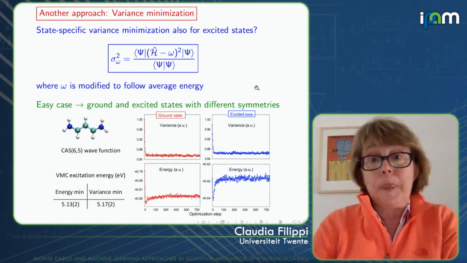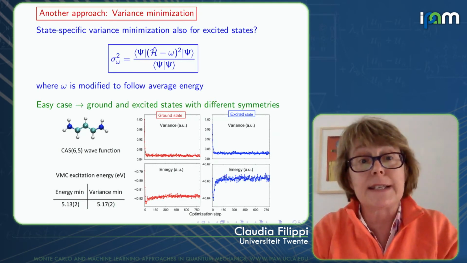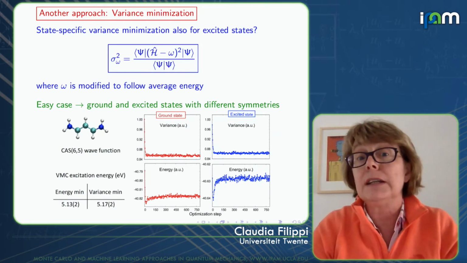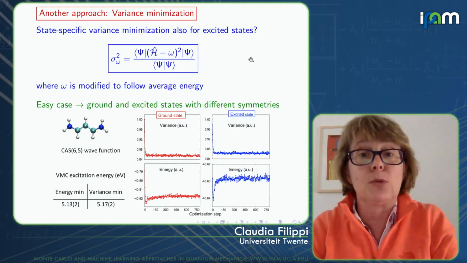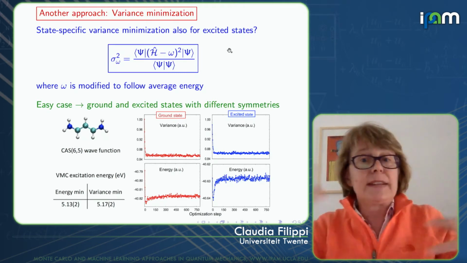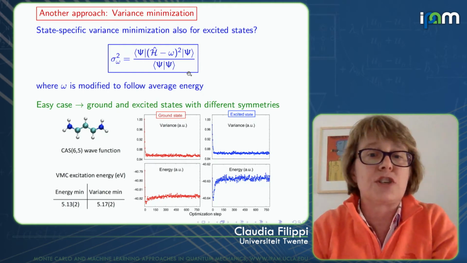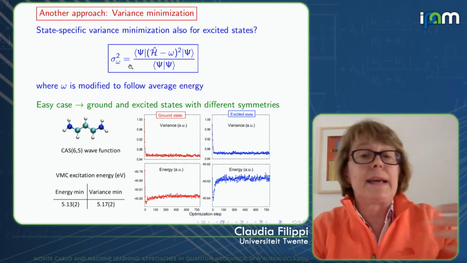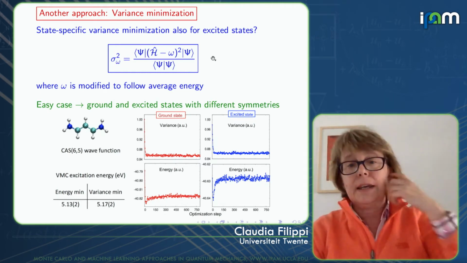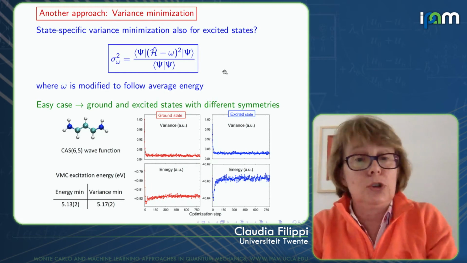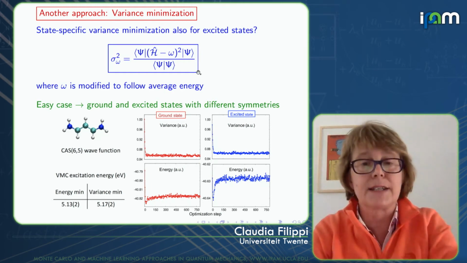Carlo. Now, another approach which was very much pushed forward in recent years, and it would be indeed very convenient, is to go back to variance minimization, like we were doing in the early days of quantum Monte Carlo, because that has the convenience that you can just treat one state at a time. So, for instance, you can use such a function, using omega as your target energy, which you modify following the average energy during optimization.